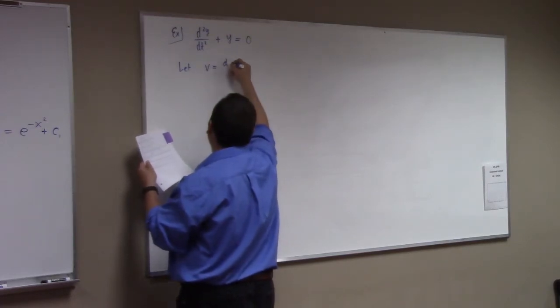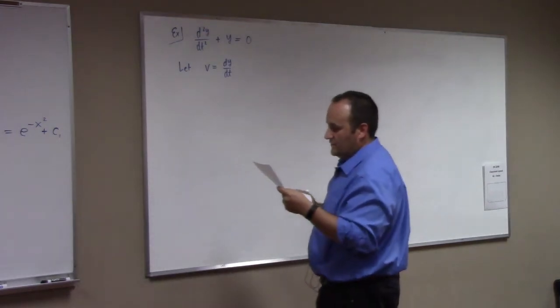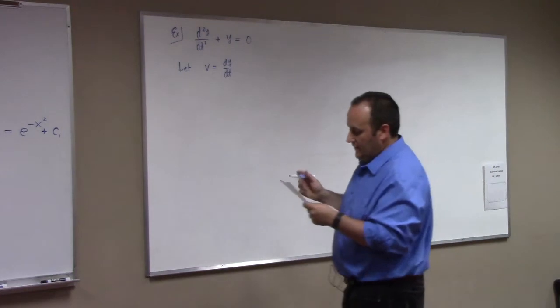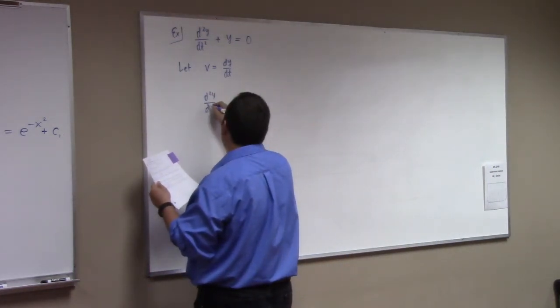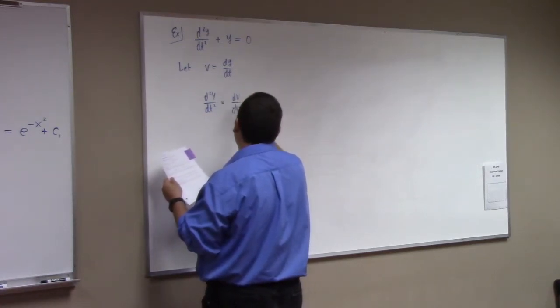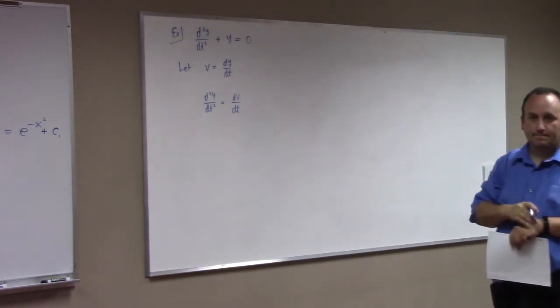I'm going to let v equal dy dt. I'm going to try to use that substitution. Then what I'm going to notice is that d squared y dt squared is actually what? That's equal to dv dt, right? In other words, the acceleration is the derivative of the velocity with respect to time.